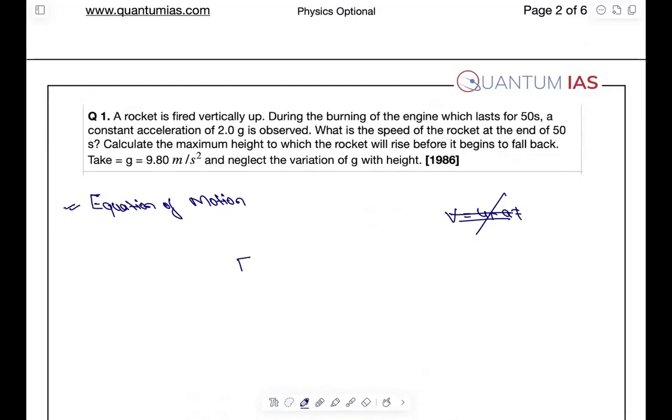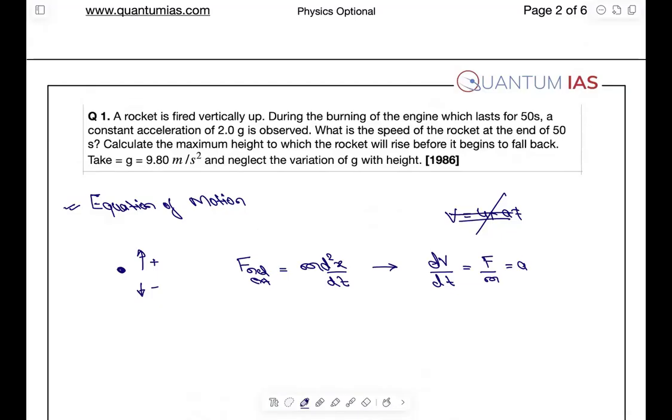So we know that the key equation of motion is that net external force on a body is equal to m into d square x upon dt square, that we know. Here we need to find out the velocity, so we can directly use that dv by dt is equal to F net external by m, that is the acceleration. Now this is the rocket. I'm not making the rocket. This is the particle which is moving upward. This is our rocket. So let's take upward as positive and downward as negative.